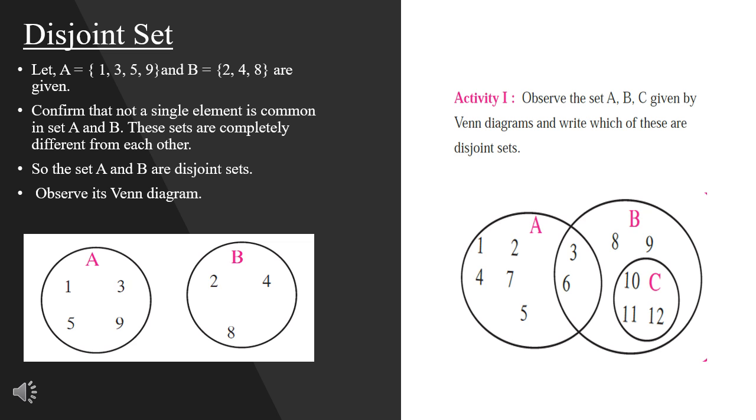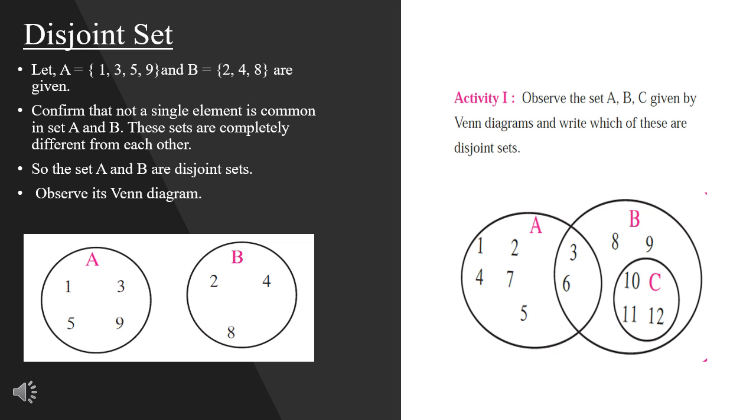And here this is how we represent them with the help of a Venn diagram. So you can see we have drawn two separate circles with their elements into it. Now there's one small activity here. Besides, observe set A, B, C given by the Venn diagram and write which of these are disjoint sets. Yes, think and tell me which are the disjoint sets. Look at A and B. They have 3 and 6 common. So they are not disjoint.